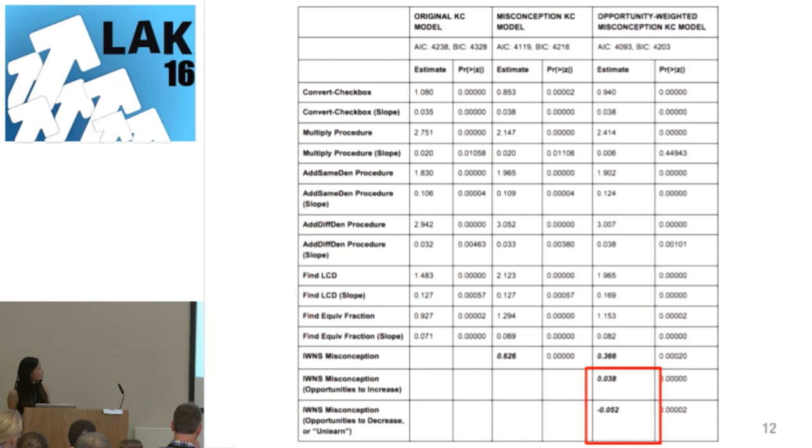So in particular, you can see that opportunities to increase it is positively weighted towards that misconception KC, and opportunities to unlearn that is negatively weighted. And what's kind of interesting is that the magnitude of the effect of opportunities to unlearn it is actually a bit greater than the magnitude of the estimate of opportunities to increase it. I don't want to read too much into it, but that's good because we want kids overall to be unlearning the misconceptions that they have within the data set.